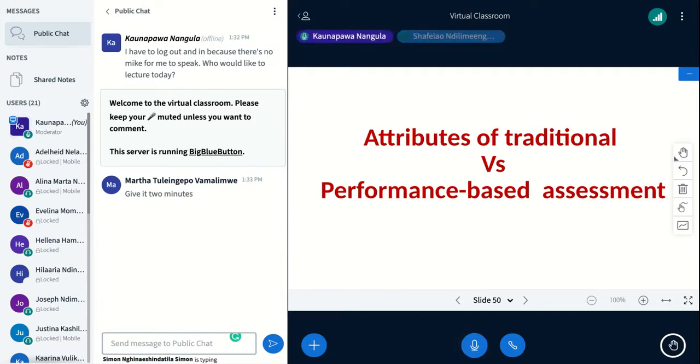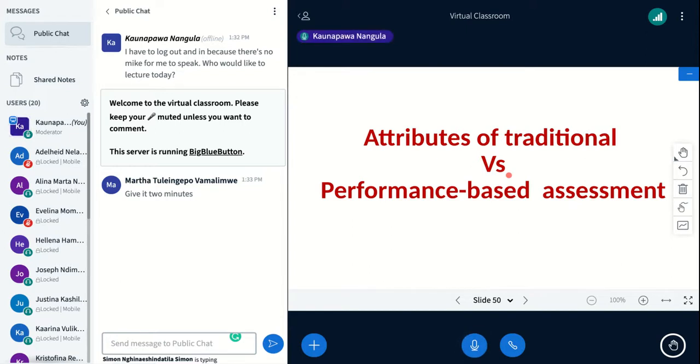Anyone? Okay, Simon is writing something. We have talked about the differences between traditional and alternative assessment. Yes, we covered those. Anything else? Yeah, Simon is typing. I hope he enters soon.